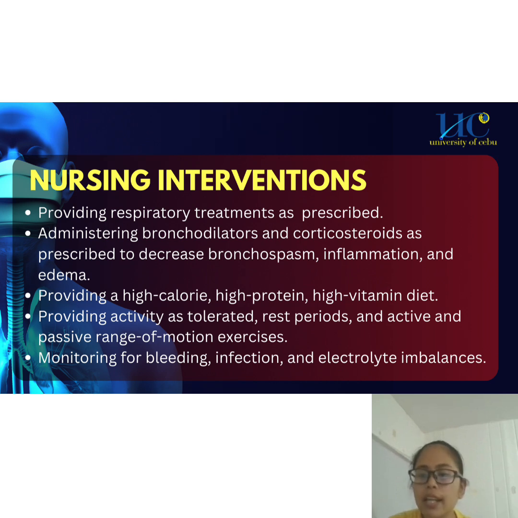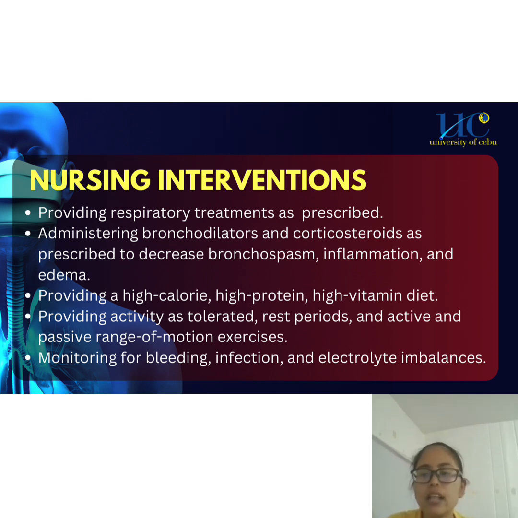Next is providing a high calorie, high protein, and high vitamin diet. Lung cancer can lead to malnutrition and weight loss in a patient. A calorie-rich diet with adequate protein and vitamins helps maintain an energy level that supports muscle mass and boosts the immune system for fighting infection. Nurses can provide dietary counseling and support to ensure that the patient receives the necessary nutrients to support their health and treatment journey.